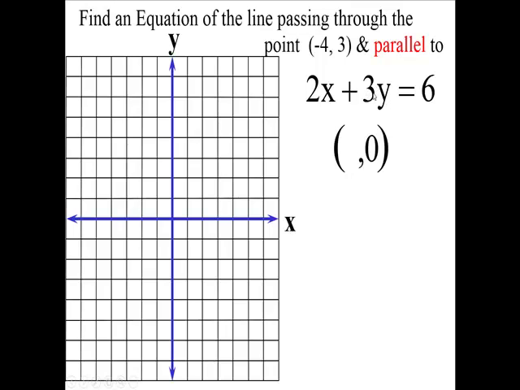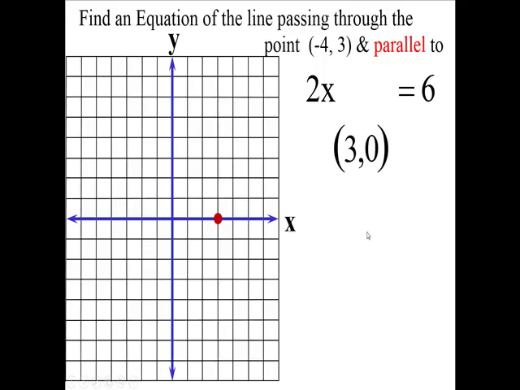Well, if y is 0, what's 3 times 0? It's 0. 2x plus 0 is 2x. If y is 0, then this goes away. That makes x equal to 3, doesn't it? 6 divided by 2 is 3. So come over here, 1, 2, 3, and graph that point.